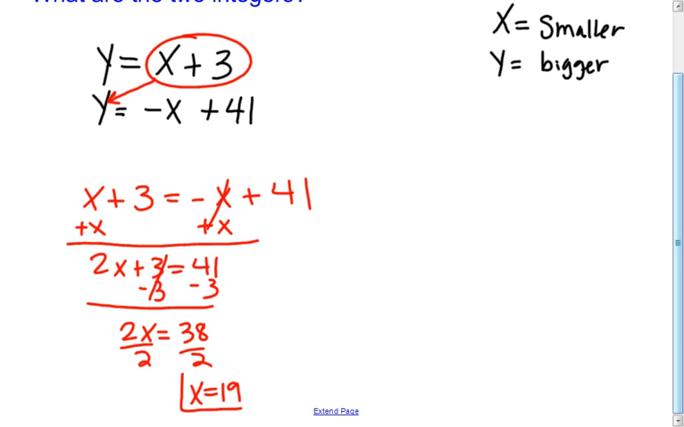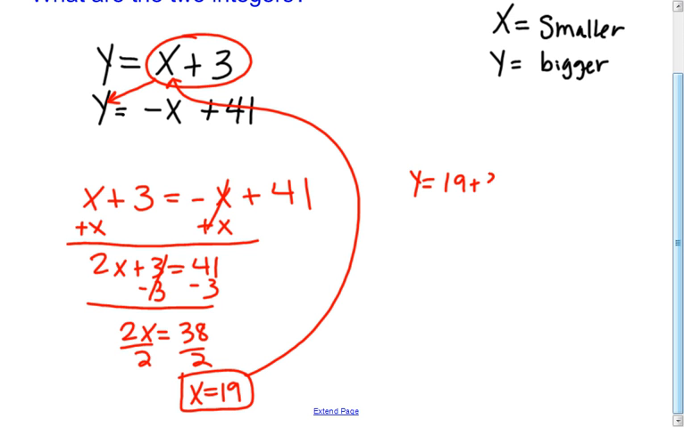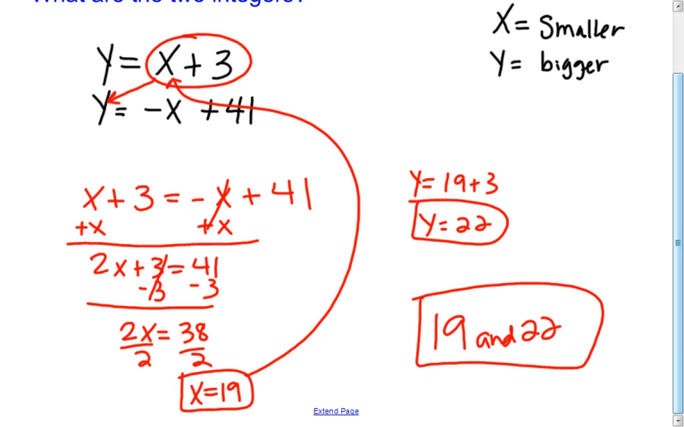Then that's my first answer. I will take it, I will plug it in right here. And I have y equals 19 plus 3, or y equals 22. Okay, so my two numbers are 19 and 22 in this case. But you have to designate which one's smaller and which one's bigger.